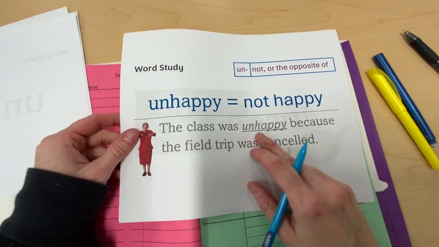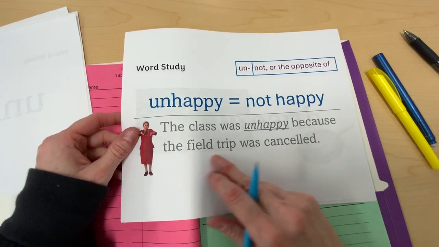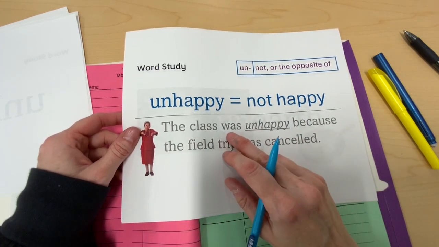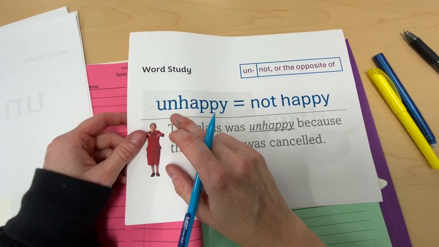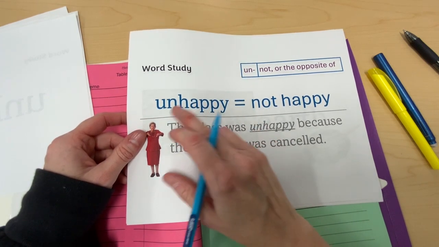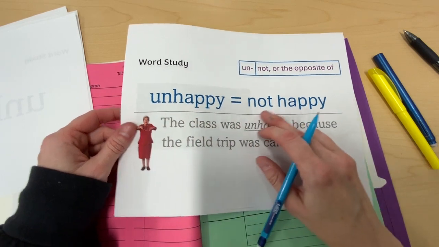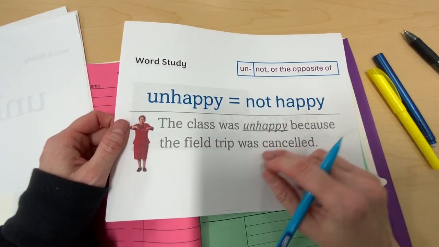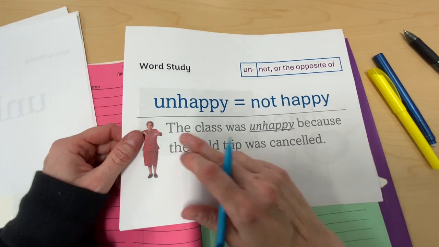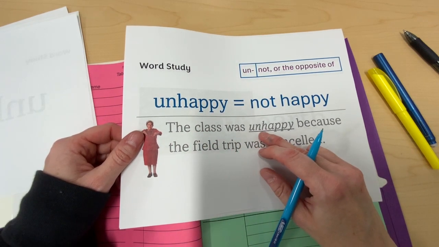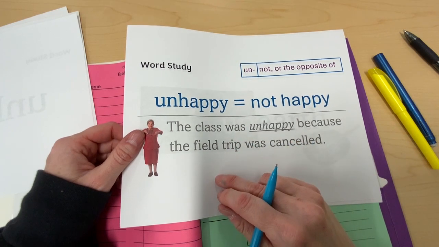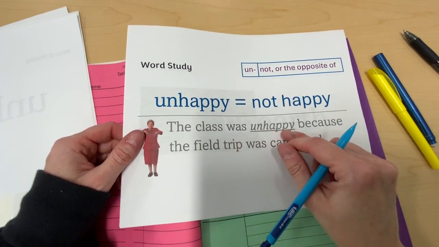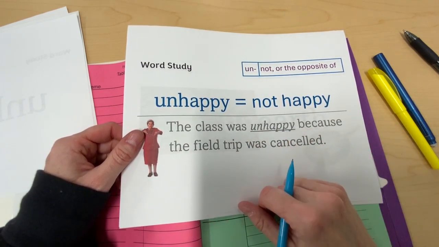The class was unhappy because the field trip was canceled. So now I see the word with my prefix un, and this is my root, unhappy. I know that it means not happy, and I see how it is being used in a sentence. The class was unhappy because the field trip was canceled. I can also read it as the class was not happy because the field trip was canceled.